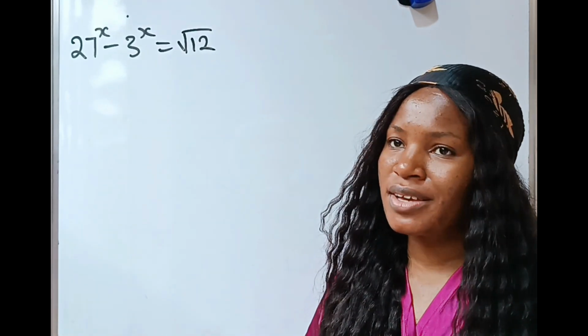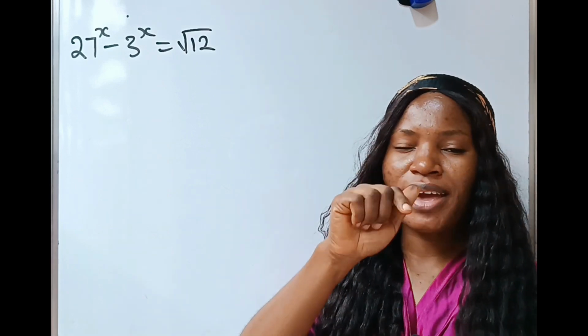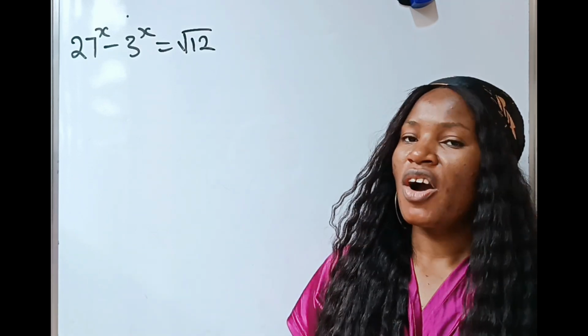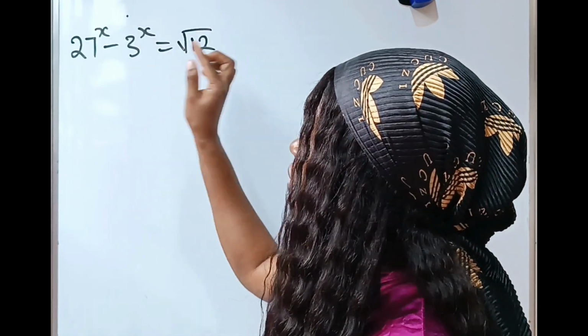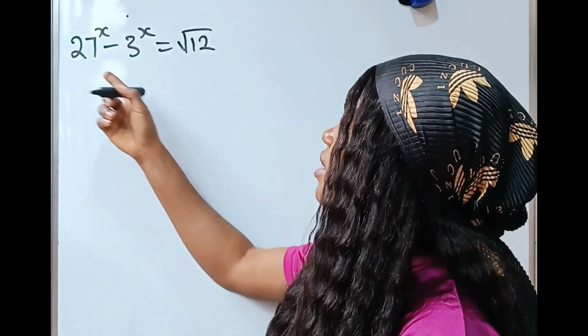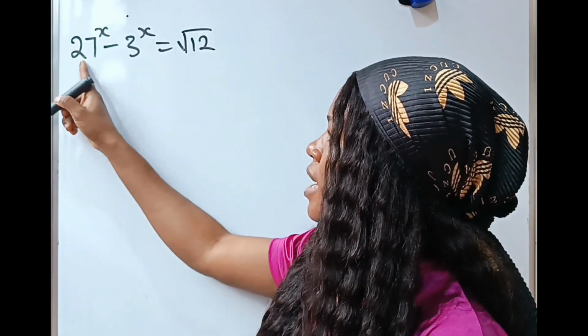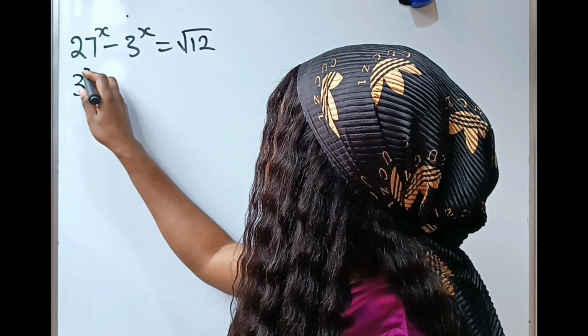Let's find the value of x. It's actually not an easy one, but yes, we can do it together, right? Okay. So we are asked to find the value of x. First, let's put this in the same base. This can be written as 3 to the power of 3, right?